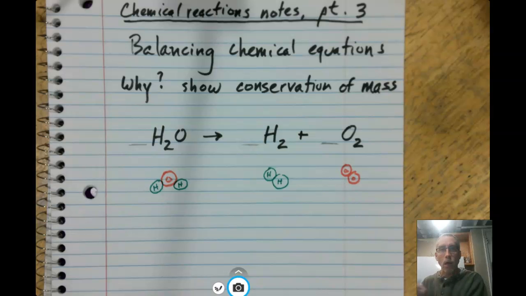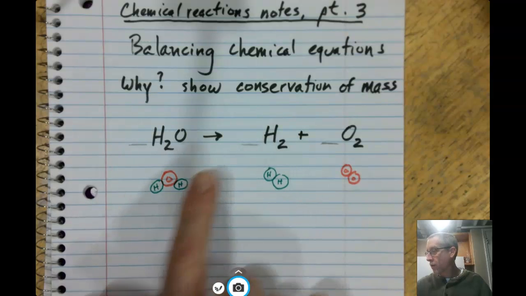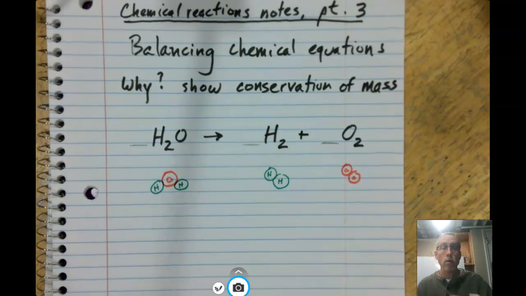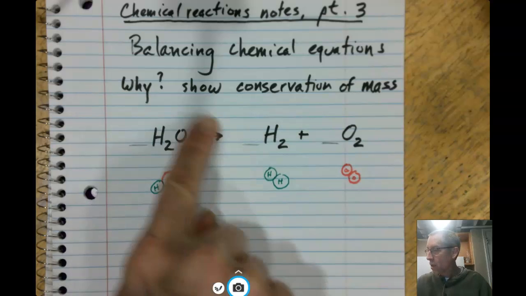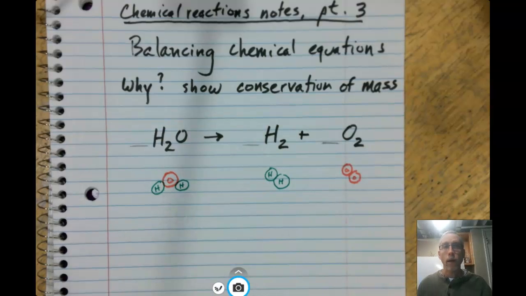You look at each side, and you pick one of the elements, and you say, do I have the same number on both sides? So let's start with hydrogen. You see you have 2 on this side of the arrow, and you have 2 on this side. So the hydrogens are actually balanced as it is, but not the oxygens, because this side only has 1, but this side has 2. Okay?